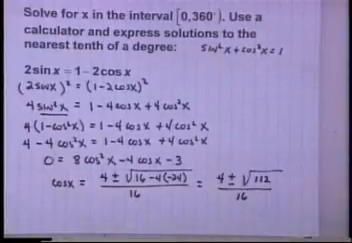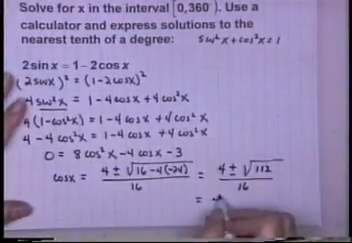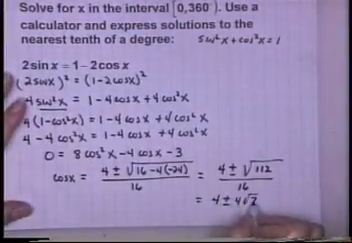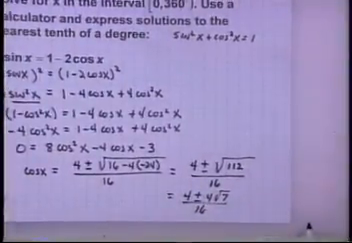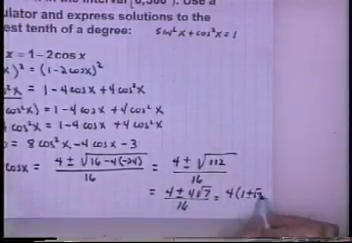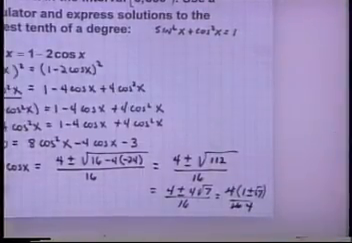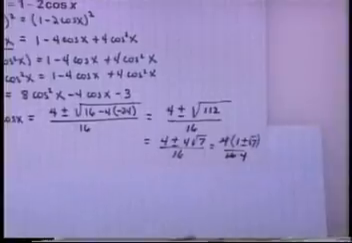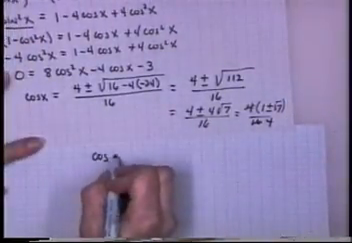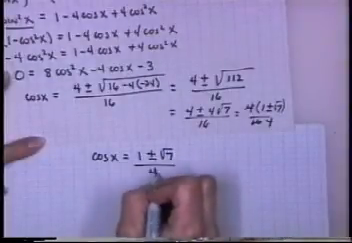Well, let's see, 112, actually I think 112 is divisible by 16. Yes, it is. It's 16 times 7. So 4 plus or minus 4 square root 7 over 16. I can factor a 4 out of the numerator, 1 plus or minus square root 7 over 16, and then that will allow me to cancel here. Now I'm running out of space, so let me get another sheet of paper and bring that up. We have the cosine of x is 1 plus or minus the square root of 7 all divided by 4.